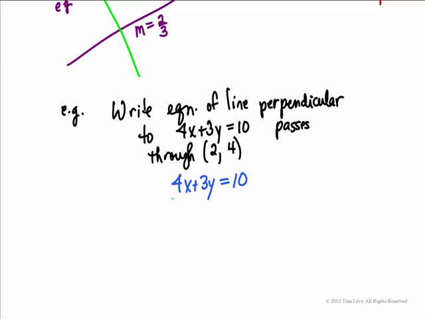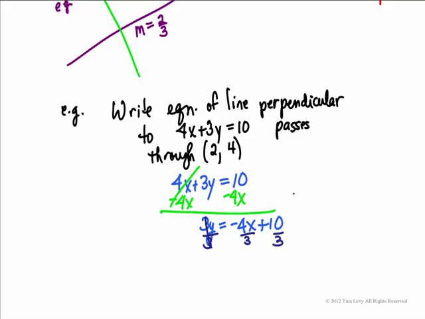The first step is we're going to subtract 4x from both sides. And that gives us 3y is -4x plus 10. Now we divide both sides by 3, and I divide each piece by 3. And that tells me that the line we're perpendicular to is y equals -4/3 x plus 10/3. The line we're given has a slope of -4/3.